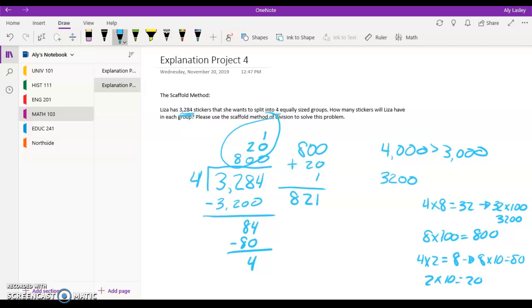So to answer the problem, she will have 821 stickers in each group. And that is how you use the scaffold method of division.